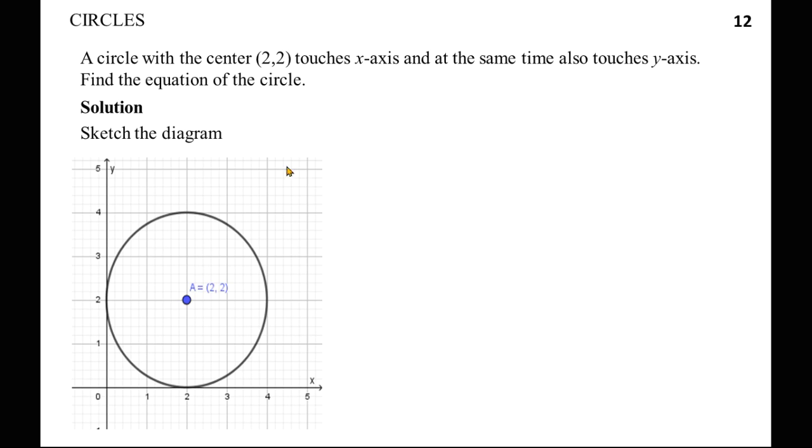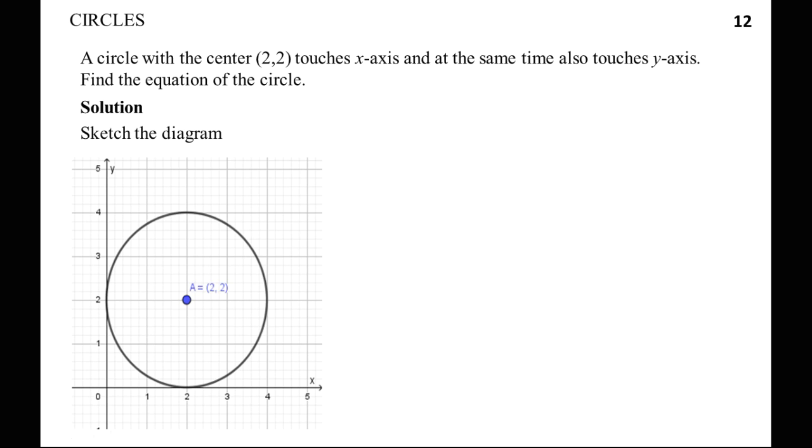Question 12. A circle with the center (2, 2) touches the x-axis and at the same time also touches the y-axis. Find the equation of the circle. To find the solution for this question, we need to sketch the diagram once again. This is the Cartesian diagram, and we put the center (2, 2). Of course, here this is point A (2, 2).